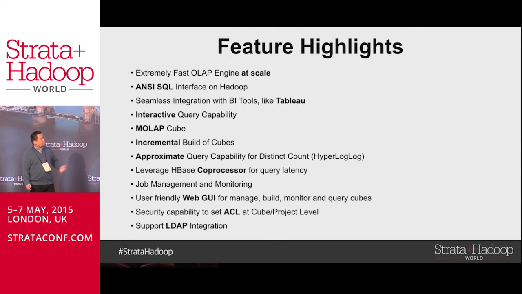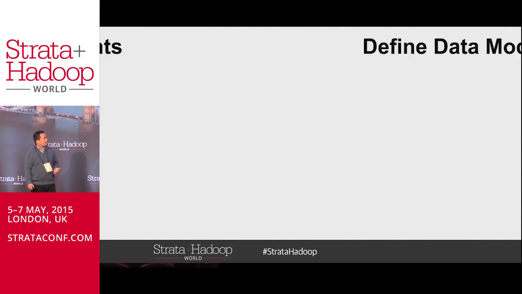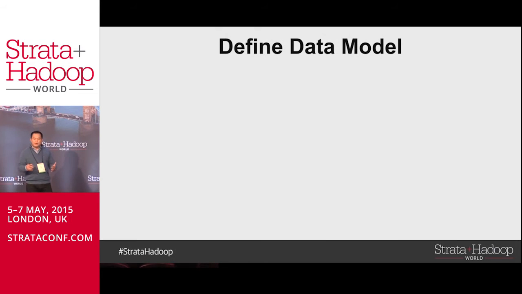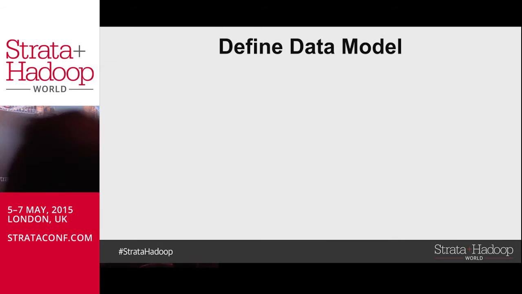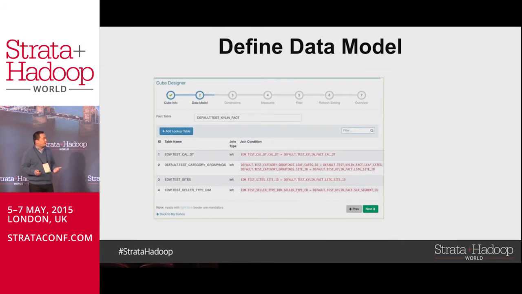Let me show a little bit of the UI. First, how to define the data model in our system. We have one component we call the Kylin Designer. It's a very lightweight web-based tool, so you can define the data model, the join conditions between the different tables. Right, it's a star schema.